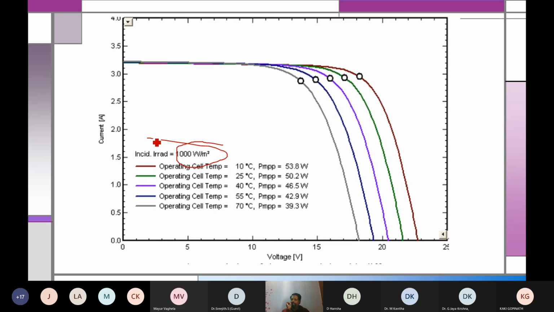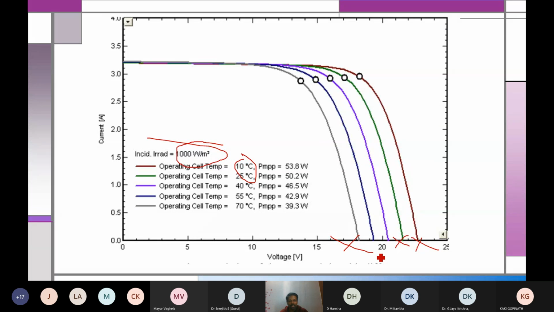The first graph is for a fixed temperature and variable irradiation. This graph is for a fixed radiation and variable temperature. You can see at 10 degrees centigrade your voltage is like this, at 25 degrees it is like this, and at 70 degrees it is like this. So as the temperature goes on increasing, the voltage will come down. It doesn't mean that if you have a lot of radiation and heat is there, you will get more output.